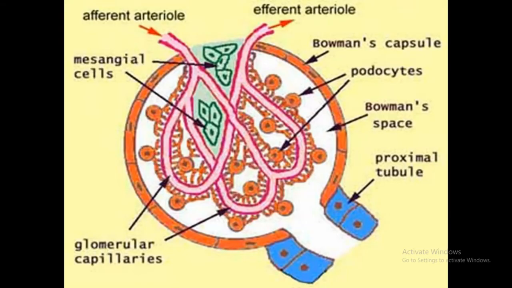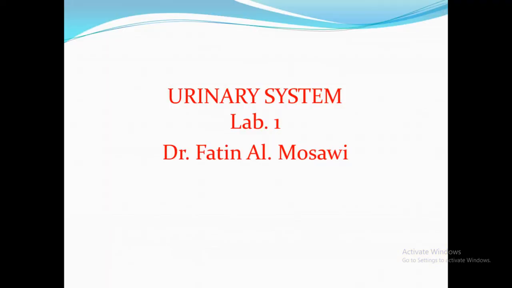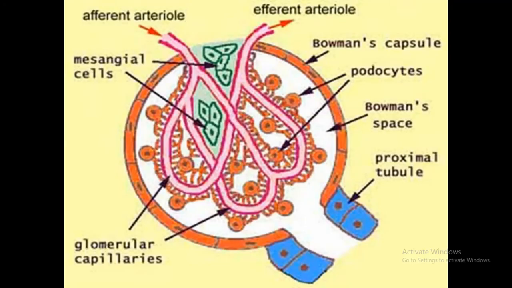This is lab 1 in urinary system. First we have to discuss the diseases of glomeruli in this lab. Everyone knows that when we examine or deal with a renal biopsy, we have to concentrate on 4 important items. The first is the glomeruli, number 2 tubules, the interstitium, and the blood vessels.